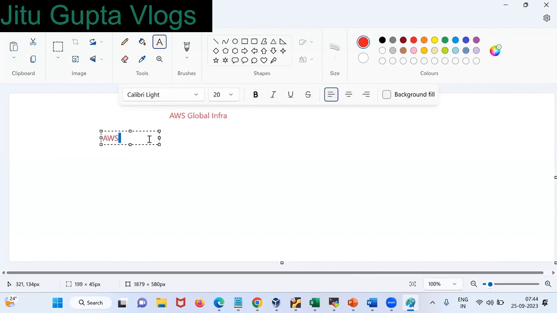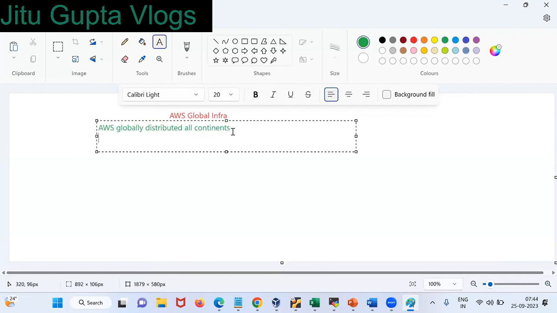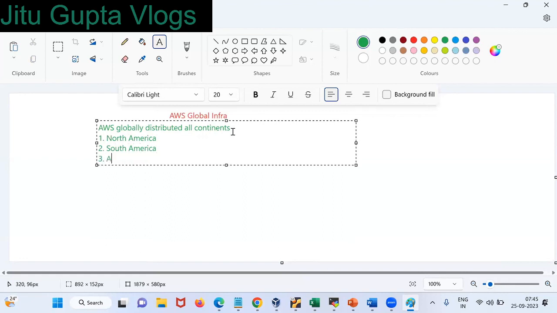AWS is globally distributed across all continents. So those are: first one is North America. Second one, South America. Third one, Africa. Fourth one, Europe. Fifth one, Asia Pacific.